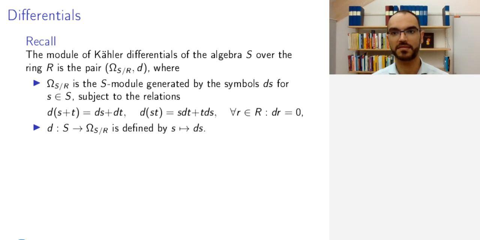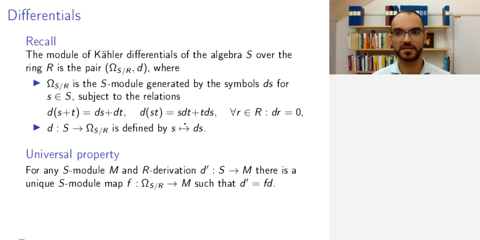So remember that there was a lecture on Kähler differentials, so you can go back to that if you want to refresh your memory or just go through the summary. The module of Kähler differentials was defined for an algebra S over a ring R, so in a rigid affine setting. And it was defined as the pair Omega_{S/R}, which is an S-module generated by symbols ds for each s in S, subject to the derivative relations, and a derivation from S to Omega_{S/R} defined by s maps to ds.